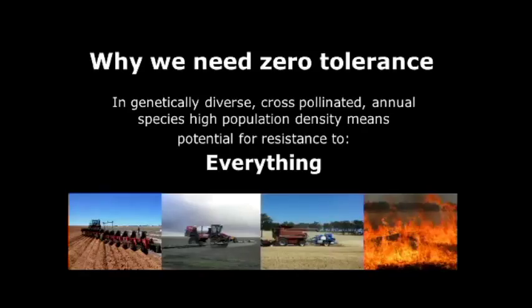So when you combine genetic diversity, cross-pollinated annual weed species, and high population densities, it means you've got the potential for resistance to everything, not just herbicides, not just cultivation, fire, harvest weed seed control, but the whole gamut. So the message really is simple. You've got to get rid of that genetic diversity, and I guess the way that we're looking at it is that the only way feasible at the moment is to get rid of the population density.